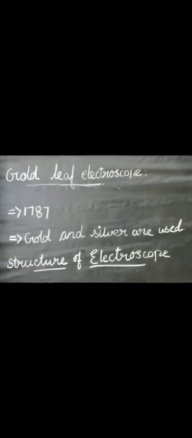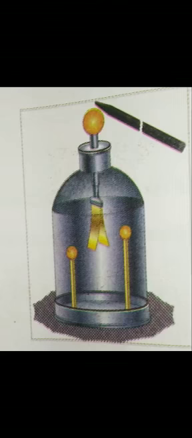Next we can see the structure of the electroscope. It is made up of a glass jar. A vertical brass rod is inserted into the jar through the cork. The top of the brass rod has a horizontal brass disc. Two gold leaves are suspended from the brass rod inside the jar.